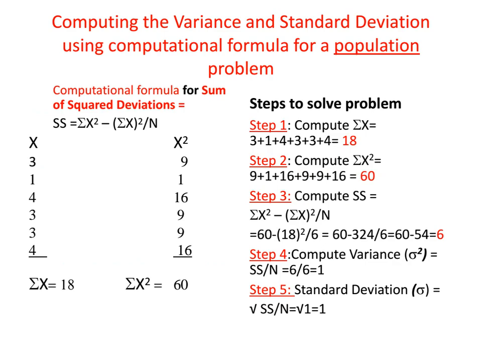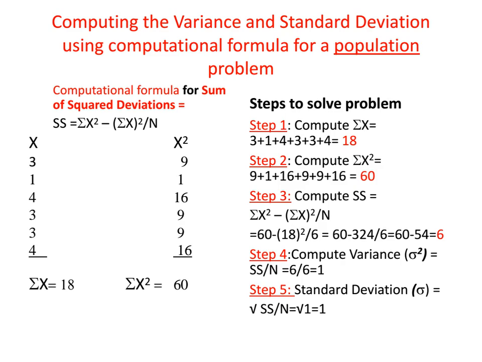I've given you a set of numbers, and we're assuming that this is a population. We start off with each of our scores: 3, 1, 4, 3, 3, 4, indicated under X. The first thing we do is sum the X's by taking each score and adding it together. So we have 3 plus 1 plus 4 plus 3 plus 3 plus 4, which equals 18. So now we have the sum of X.